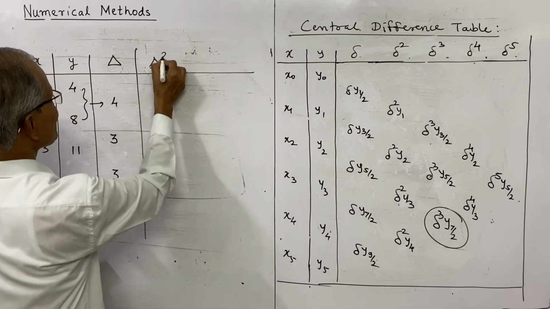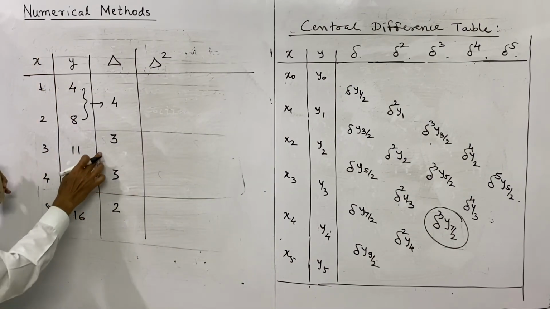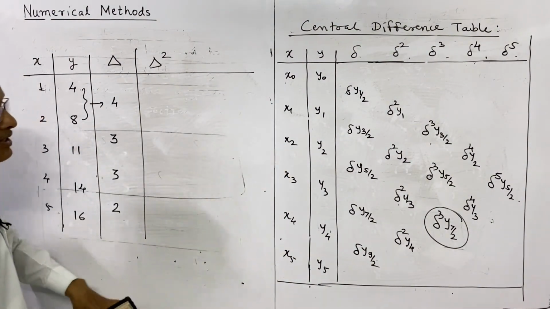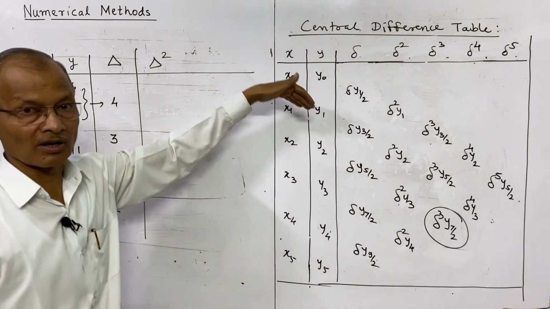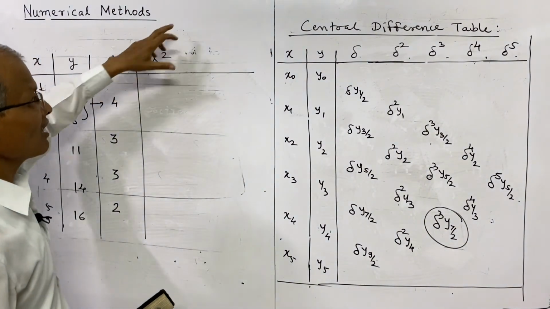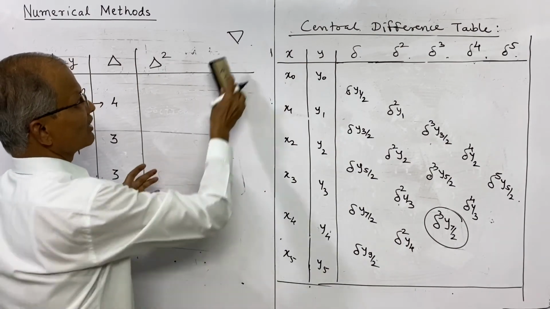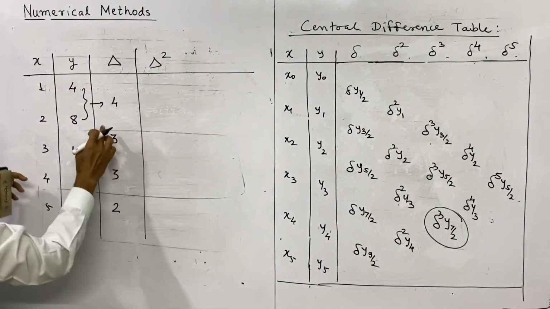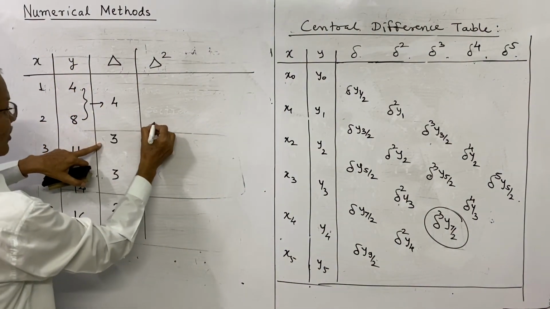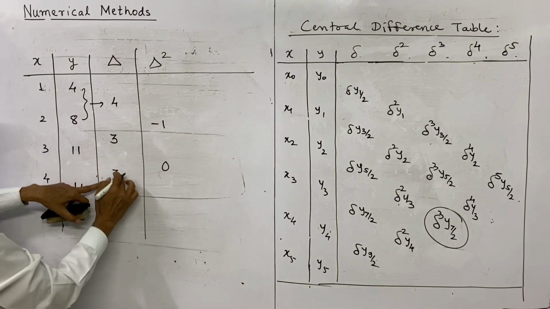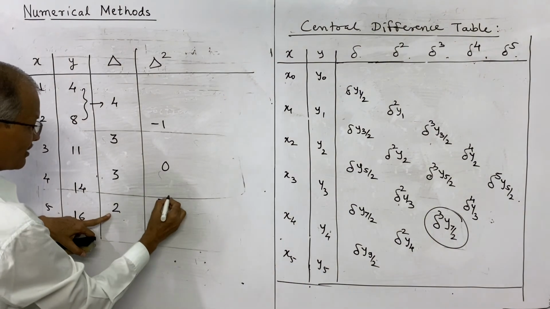What will be delta square? That is difference of these two. The same thing we have done in each difference table. The values will be the same, only the notation is different. For forward we use delta, for backward we use del, and for central we use small delta. So this is delta square will be 3 minus 4, that is minus 1, and this value is 0, 3 minus 3, 0, 2 minus 3 again minus 1.